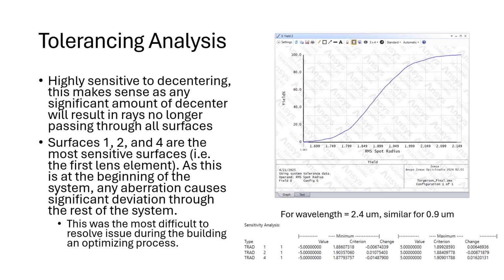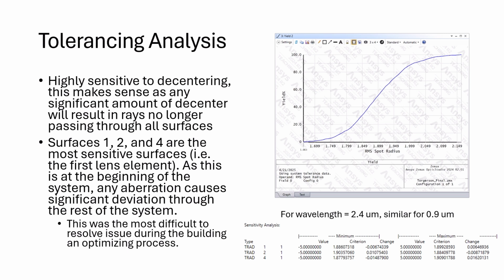Additionally, surfaces 1, 2, and 4 were also determined to be the most sensitive surfaces. These are all surfaces that are in the first lens element. This is at the beginning of the system, and any aberration that is present in the first lens causes significant deviation through the rest of the system.